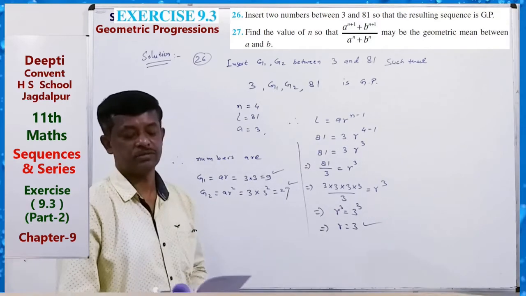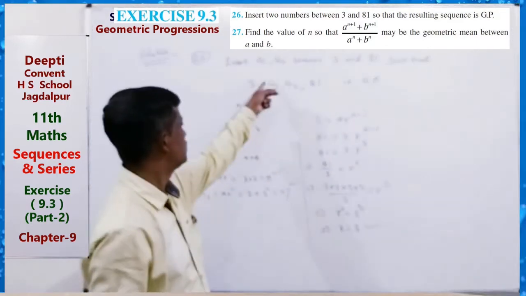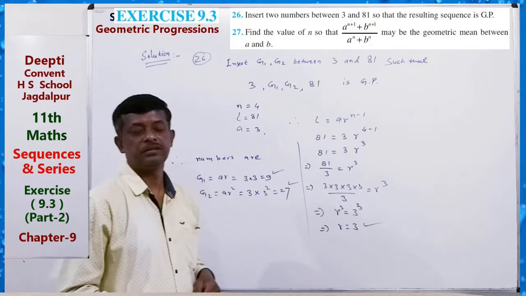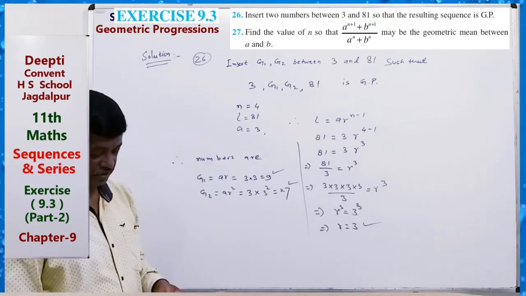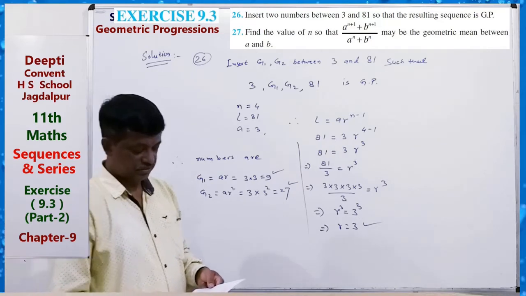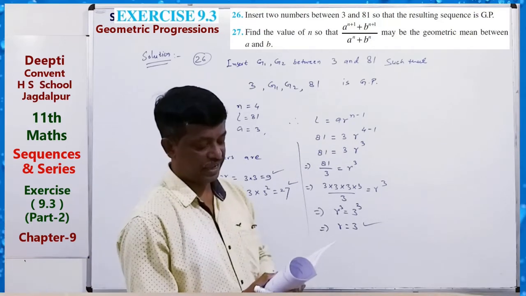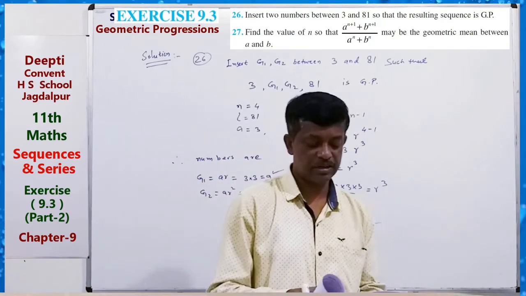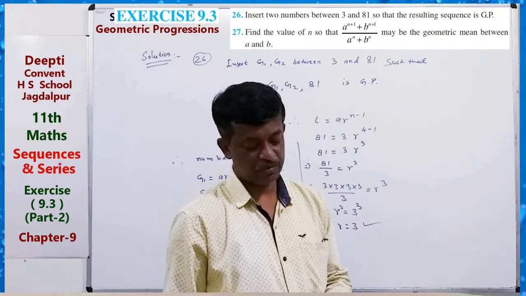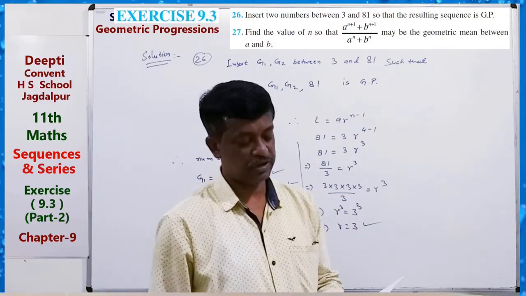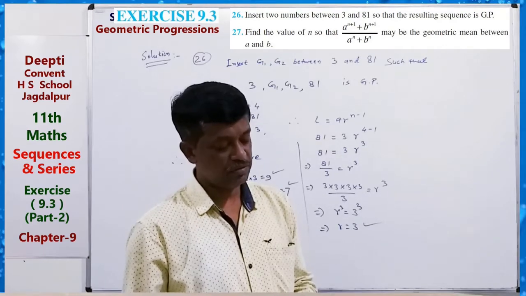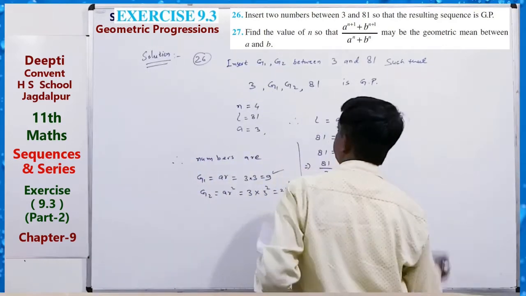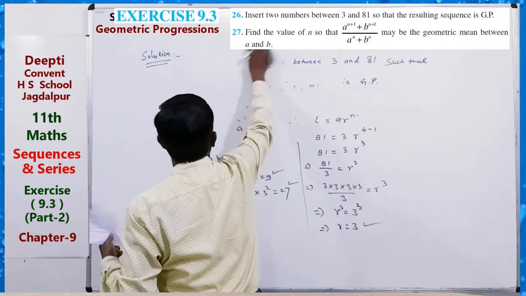Okay, 9 and 27 are the numbers inserted between 3 and 81 so that the resulting series is a GP. Now the next question: find the value of n so that a power n plus 1 plus b power n plus 1 upon a power n plus b power n may be the geometric mean between a and b.